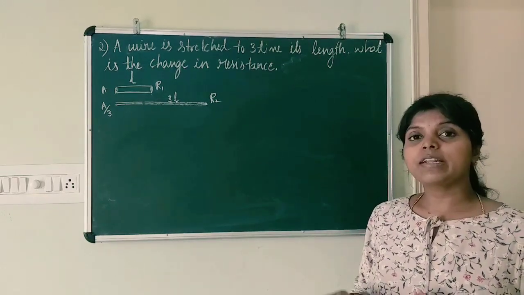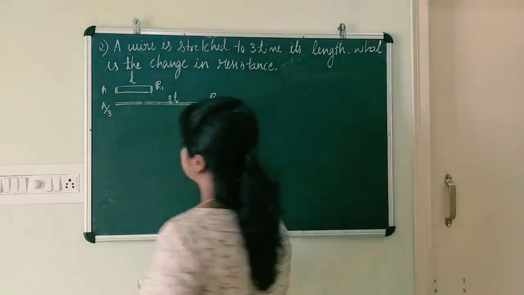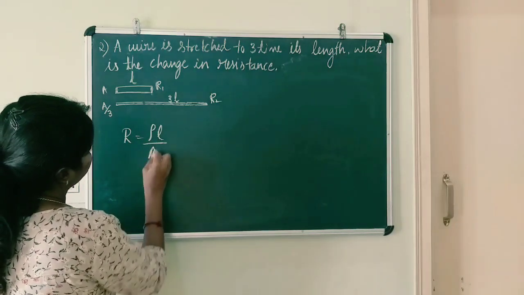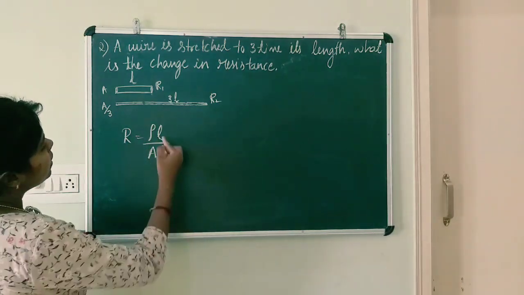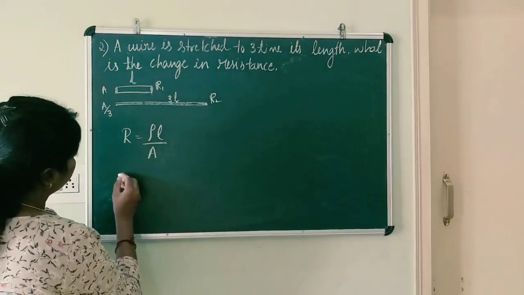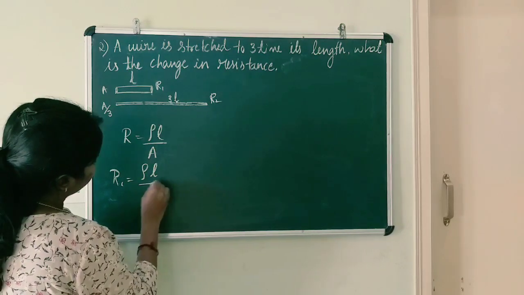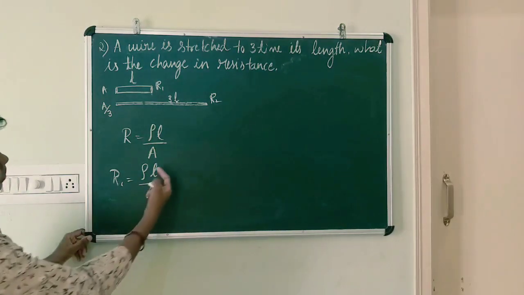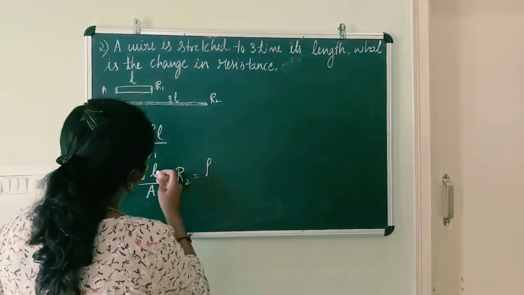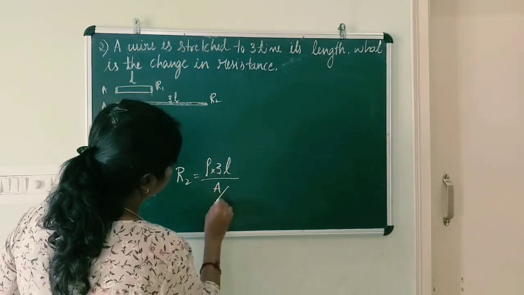We know the relation between length and resistance, that is R is equals to rho L by A. Let us solve this by using R is equals to rho L by A. Here rho is resistivity, L is length of the conductor, A is area of cross section. So R1 is equals to rho L by A. Here length and area of cross section is L and A. For R2, rho L, length is 3L, area of cross section is A by 3.